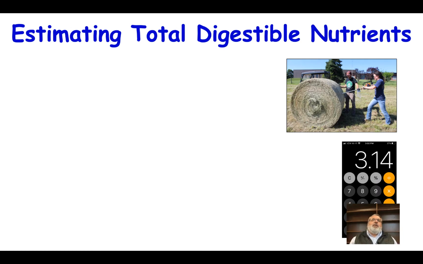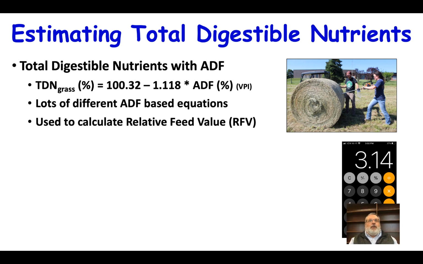All right, so we've got our numbers now. We're going to talk about estimating total digestible nutrients with the traditional numbers and with the non-traditional numbers. So if we look at total digestible nutrients and estimating them with acid detergent fiber, this is an equation. This was actually from Virginia Tech for grasses, and it is a fairly simple equation. It's based on ADF. We put it in and we can calculate total digestible nutrients.